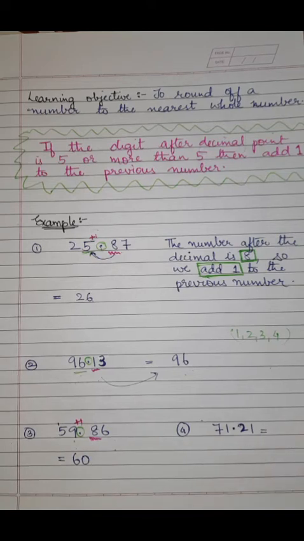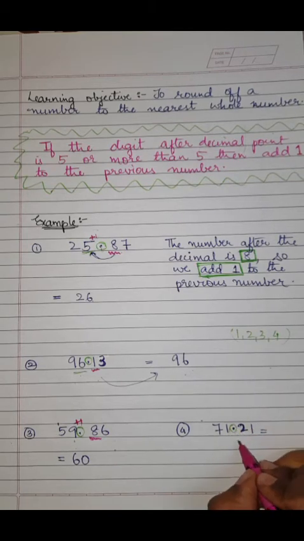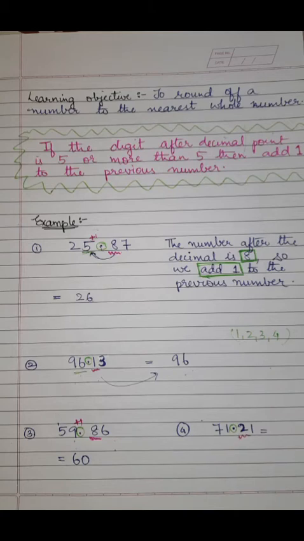Let's look at this one now. You have your decimal point. You have your digit after the decimal. Now what is the digit after the decimal? It's 2. Is it less than 5? Yes, it is less than 5. So do you have to add 1 to the previous number now? What did the rule say?